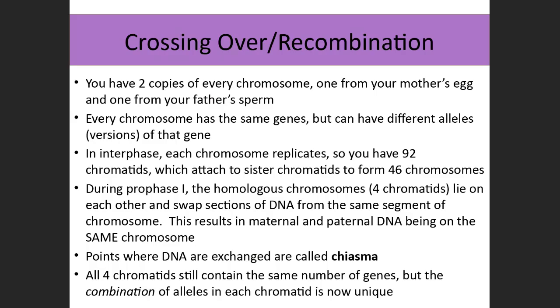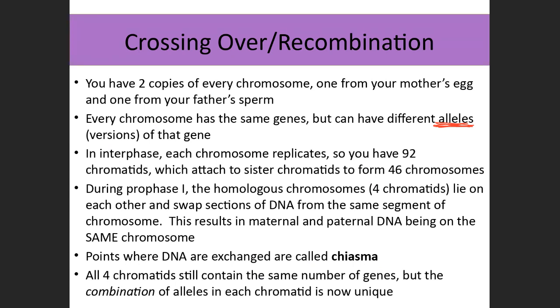Okay, so this again explains that every chromosome has the same genes, but they could have different alleles. An allele is a version of a gene, right? So you can have an allele for hairy knuckles on your finger, or you could have an allele for no hair on your knuckles, right? And so one of your parents might have one, and the other parent might have another, and they could swap.